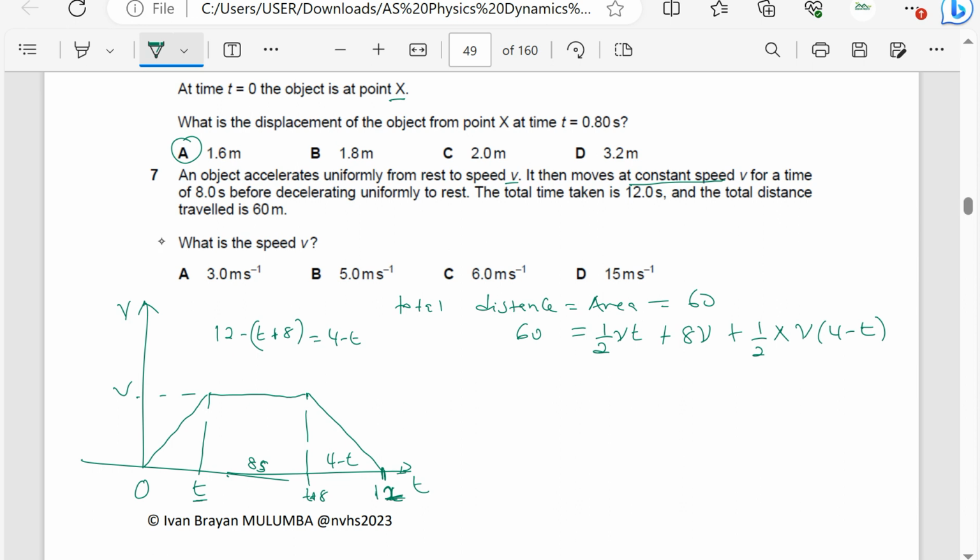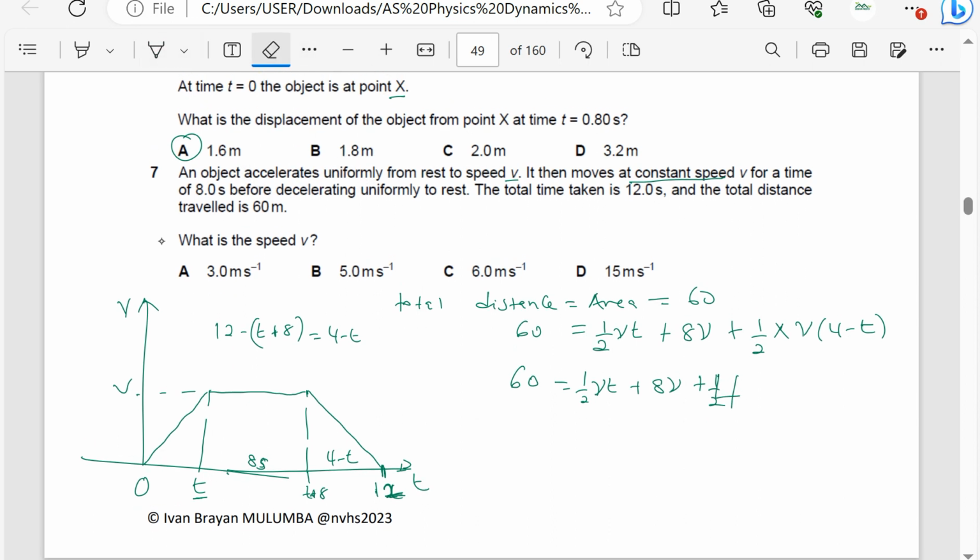Okay. So if I open the bracket, of course you have 60 equals a half vt plus 8v plus a half times v times 4, which becomes 2v. This will be 2v.